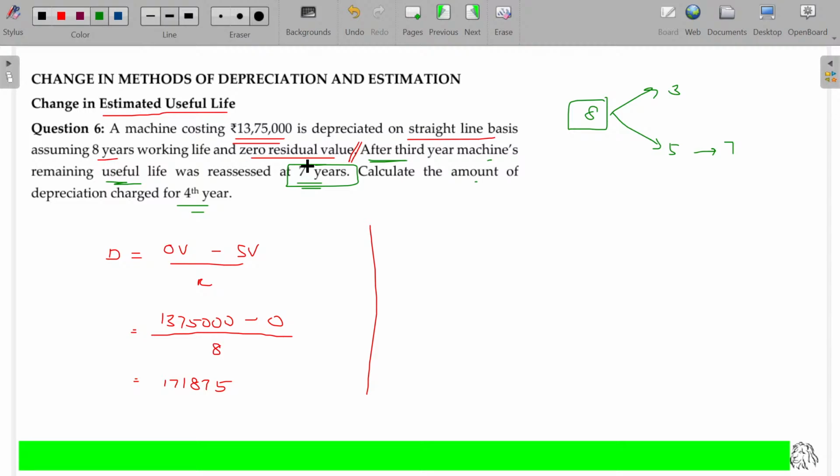Now the question is, what is the depreciation for the fourth year? Year 1, depreciation being 1,71,875. Year 2, the depreciation being 1,71,875. Year 3, 1,71,875. What is the depreciation for the fourth year? That's the question.